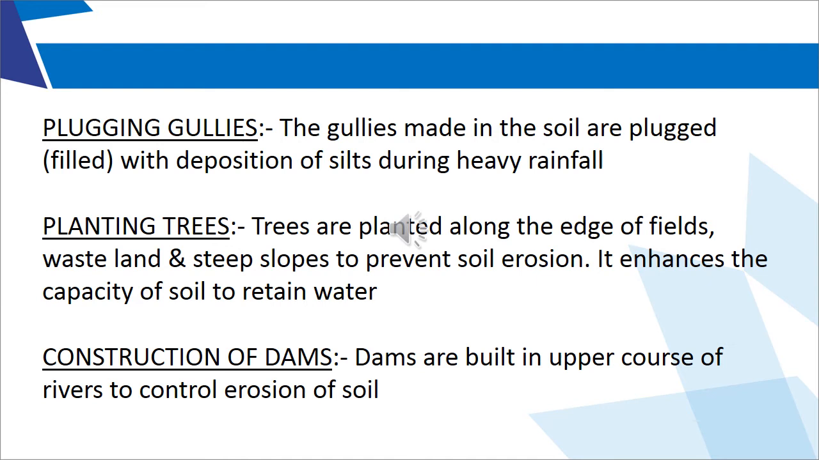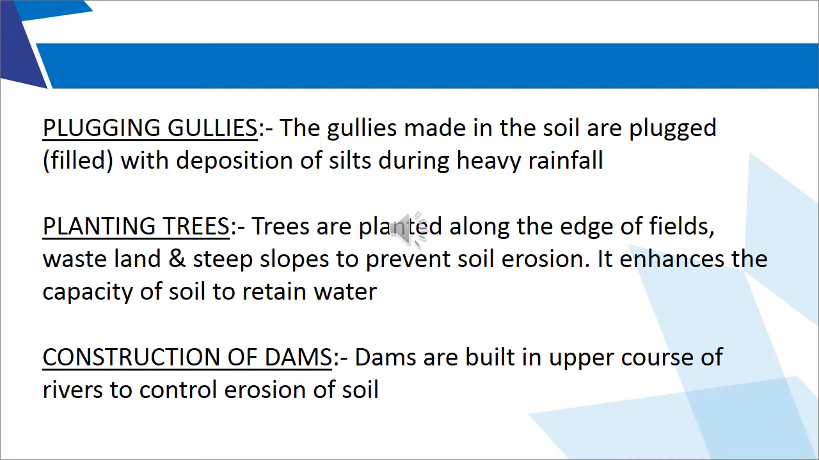The next one is planting of trees. Planting of trees basically happens around the edge of the fields or on steep slopes. This is again done to prevent soil erosion. Not only is soil erosion prevented by this method, but the capacity of the soil to absorb and retain water will also increase.